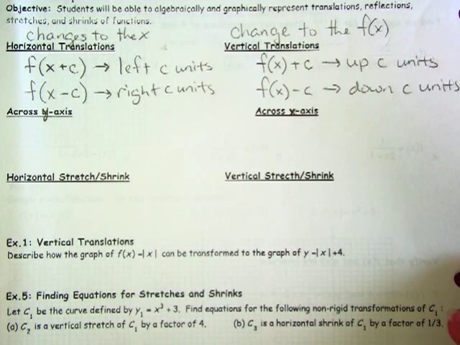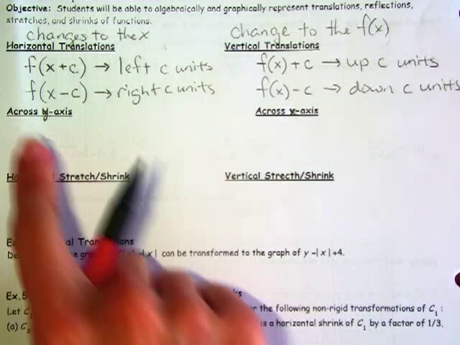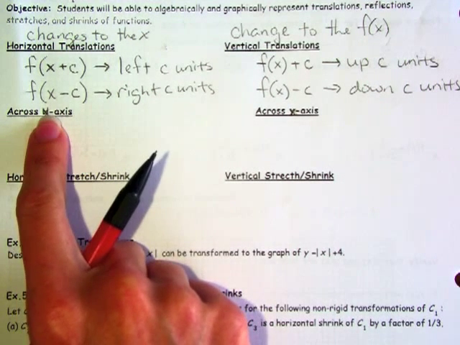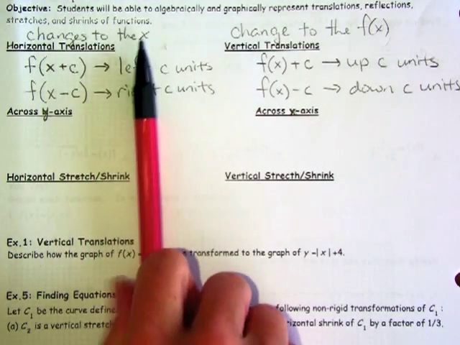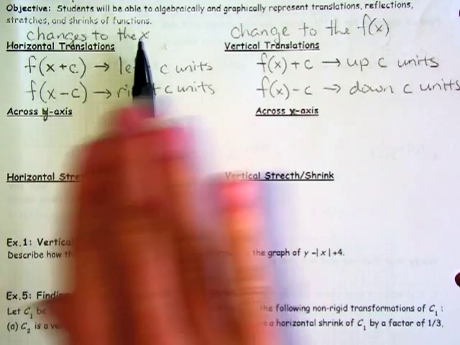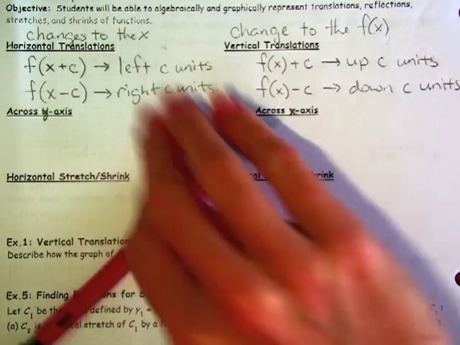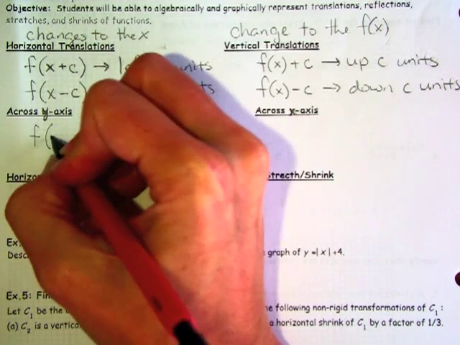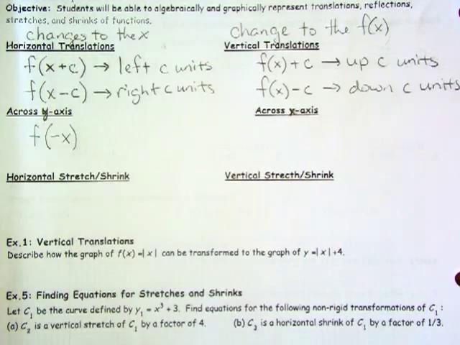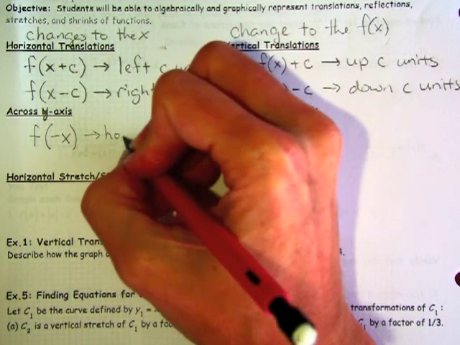Okay, we have other translations, and some of those are simply reflections. So I'm going to reflect the graph across the y-axis. Okay, y-axis, remember that's your vertical axis. So if I want to reflect a graph across the y-axis, it ends up being a horizontal change. And to do that, again, everything horizontal applies to the x. We take the opposite of every x. So wherever there's an x, we put in a negative x. This gives me my horizontal reflection.